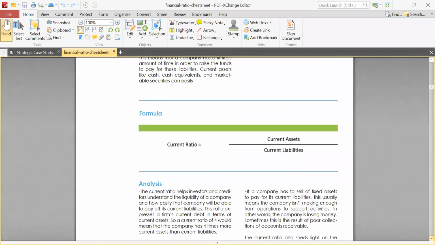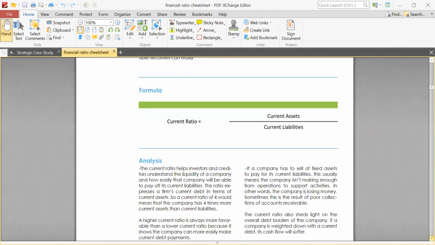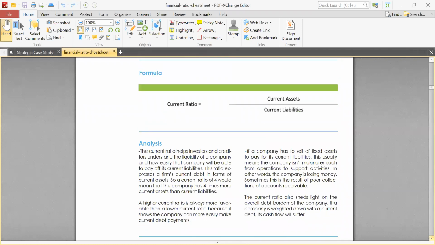So the formula here is current assets over current liabilities. That's the ratio. So you see it's the total current assets over total current liabilities. In this current ratio formula, you would have inventory or stock, it will be part of it. But in the quick ratio, it won't be part of it.